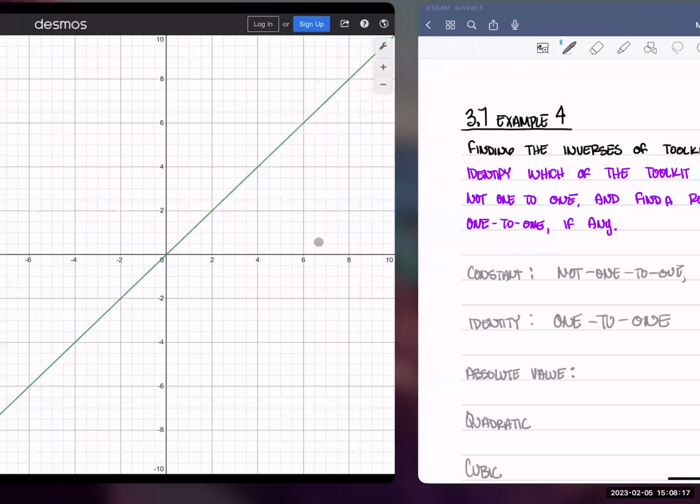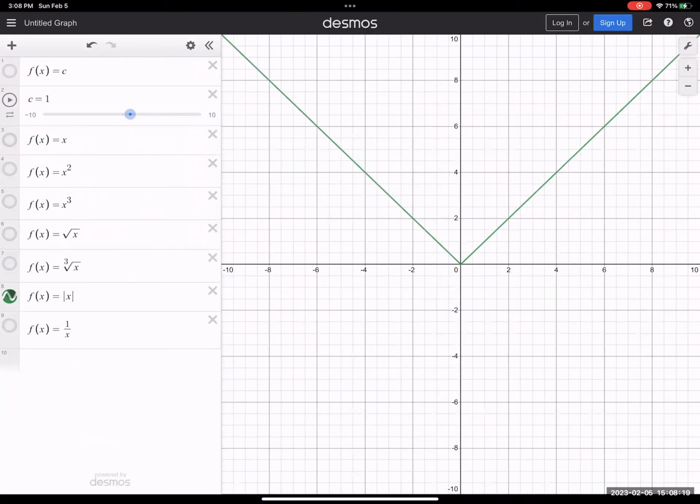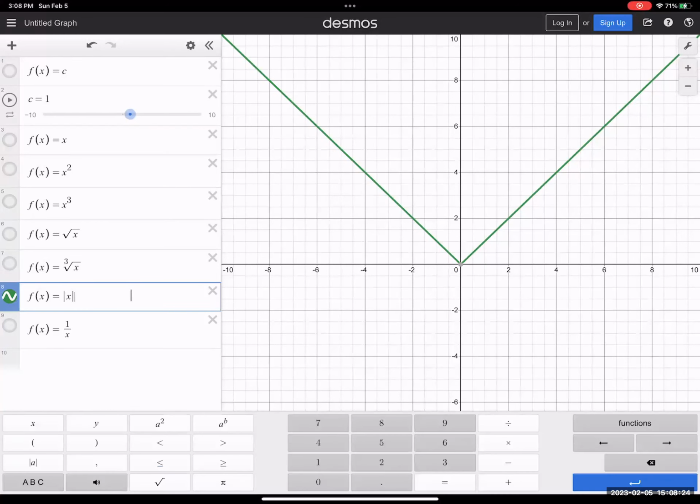Now for the absolute value function. I see that we could possibly be one-to-one, but we actually aren't one-to-one at the moment. Let's see if we could restrict our domain. x greater than or equal to 0, looks good. We could either do x greater than or equal to 0, or less than or equal to 0. Either one.